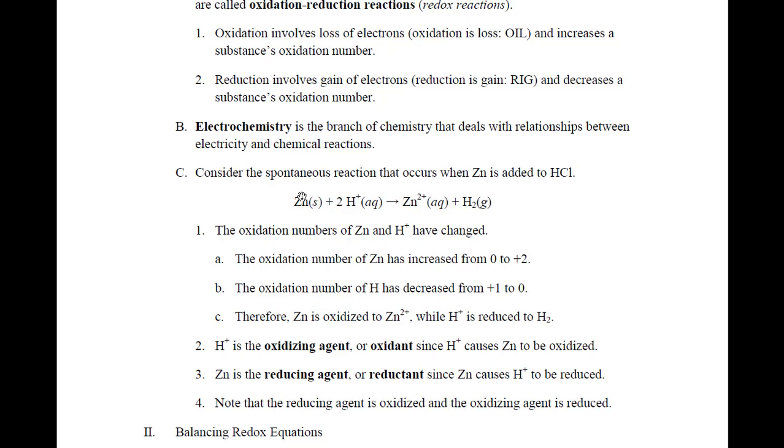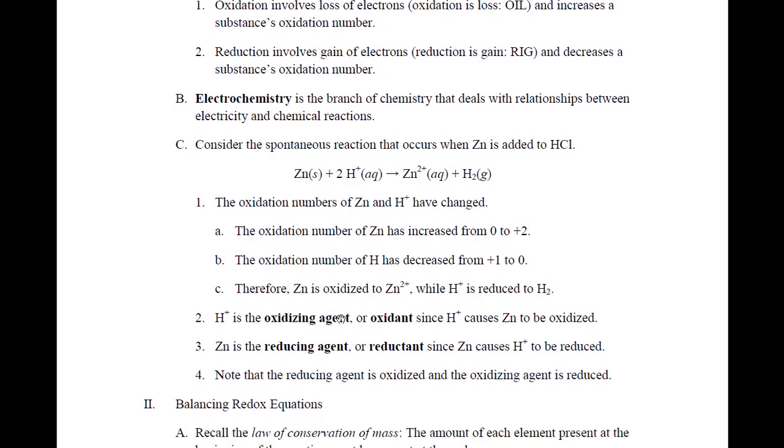Zinc's oxidation state on the left is 0, but on the right it is +2. So it's increased from 0 to +2. Therefore, it has lost electrons, so that is oxidation. The H plus has an oxidation state of +1, and hydrogen gas has an oxidation state of 0, so it's decreased from +1 to 0. Therefore, the hydrogen has been reduced. The hydrogen ion has been reduced to molecular hydrogen. Zinc is oxidized from zinc 0 to zinc 2+. H plus is reduced to molecular hydrogen.